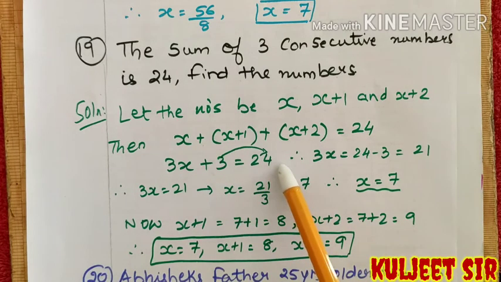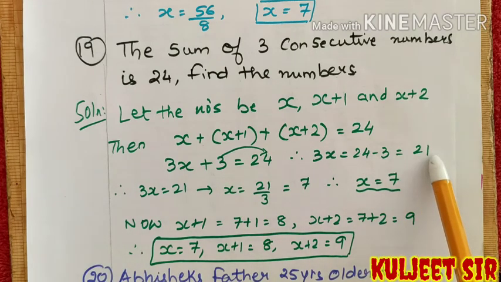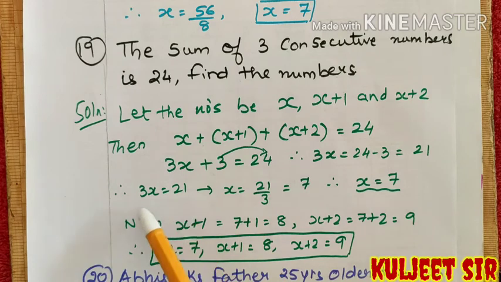I take it onto the right hand side of equal to: 24 minus 3. I get 21 as the answer. So 3x is equal to 21. Left hand side I have 3x, right hand side I have 21. Keep x constant here. Take 3 below 21. So x is equal to 21 upon 3. I get my answer is equal to 7. So the value of x which I get is 7.